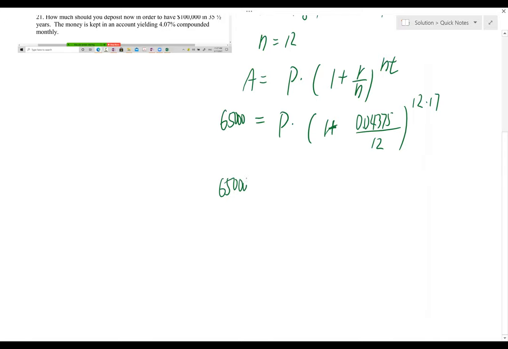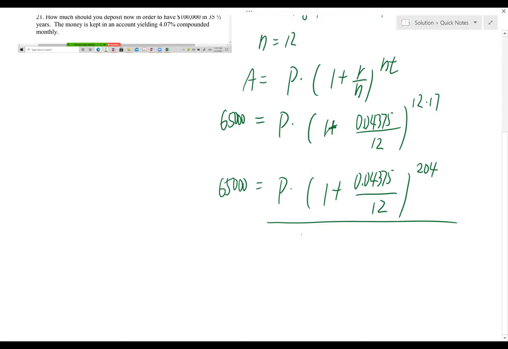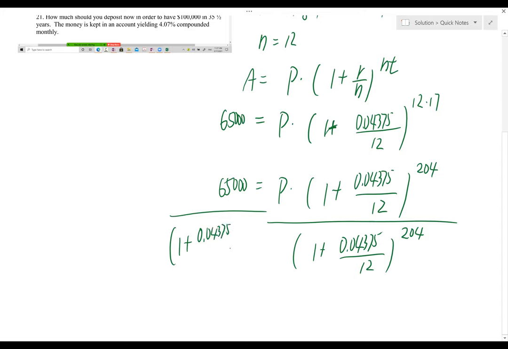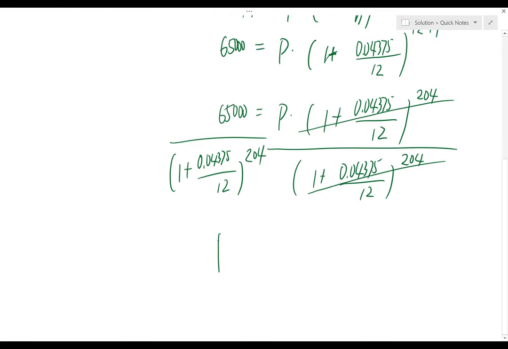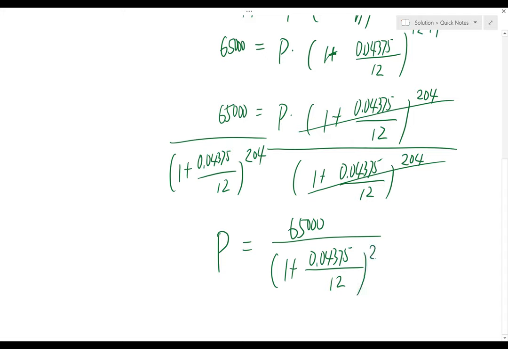So 65,000 equal to principal times 1 plus 0.04375 over 12 to the 204. And in order to get P by itself, we just divide both sides of the equation by 1 plus 0.04375 over 12 raised to 204th power. Now again, we get rid of that term here. Principal is by itself, and then principal becomes 65,000 over 1 plus 0.04375 over 12 raised to 204th power.